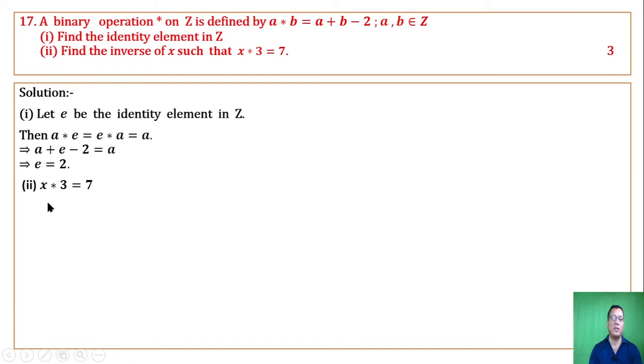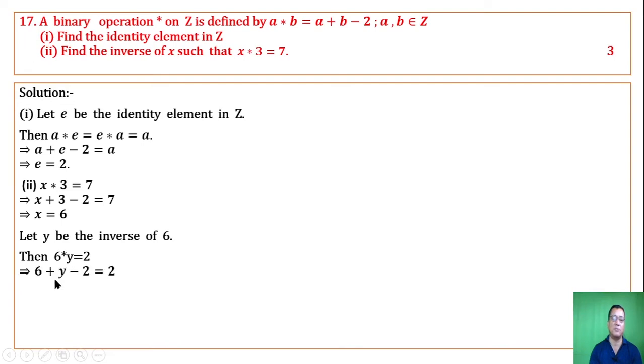It is also given that x asterisk 3 is 7. By definition, x plus 3 minus 2 equal to 7. X gives 6. And its inverse is the inverse of 6. Let y be the inverse of 6, that is x. Then 6 asterisk y equal to 2, whose by definition 6 plus y minus 2 equal to 2, from which we get y equal to minus 2. Therefore, the inverse of 6 is minus 2.